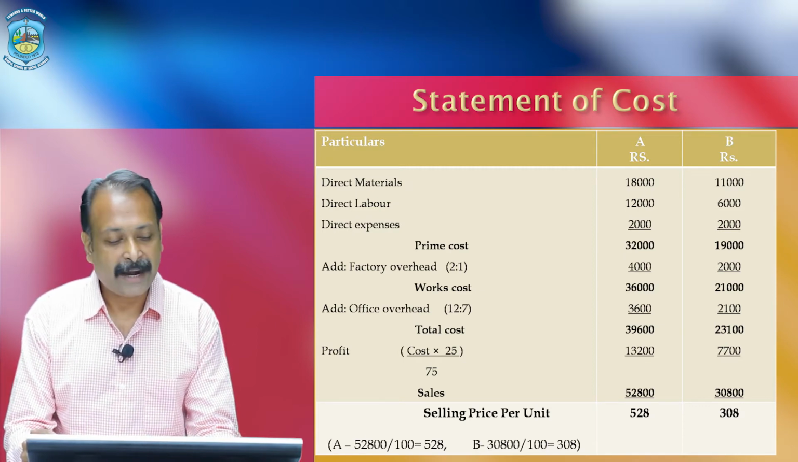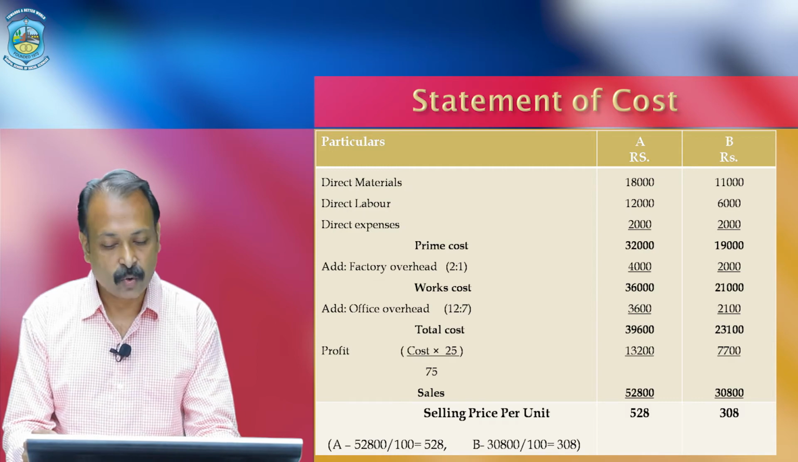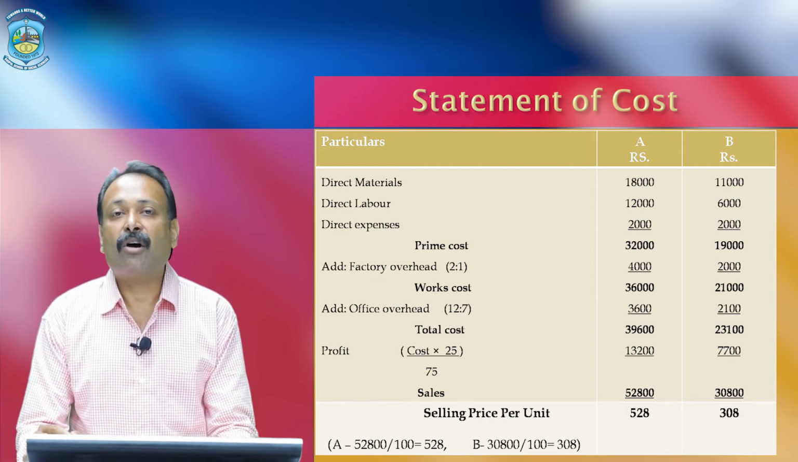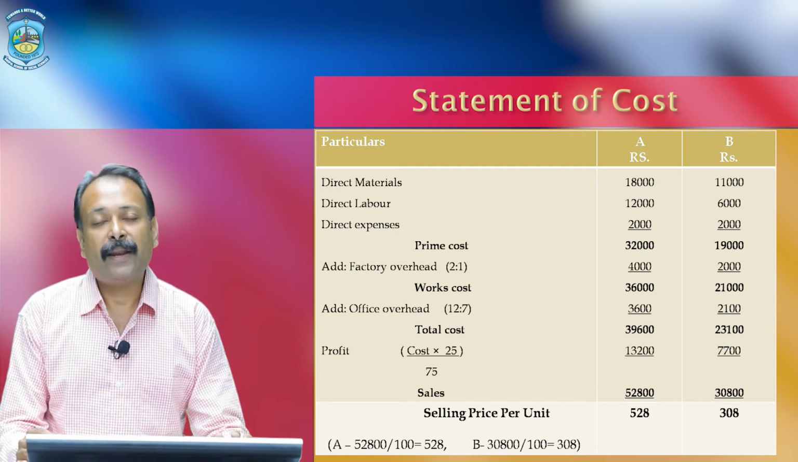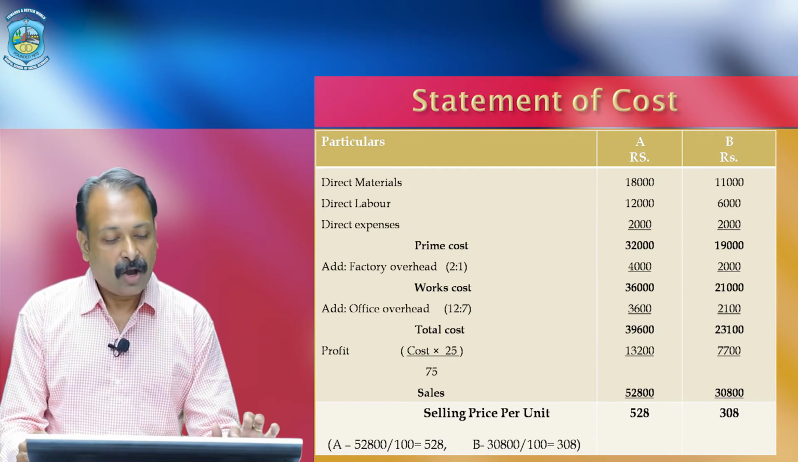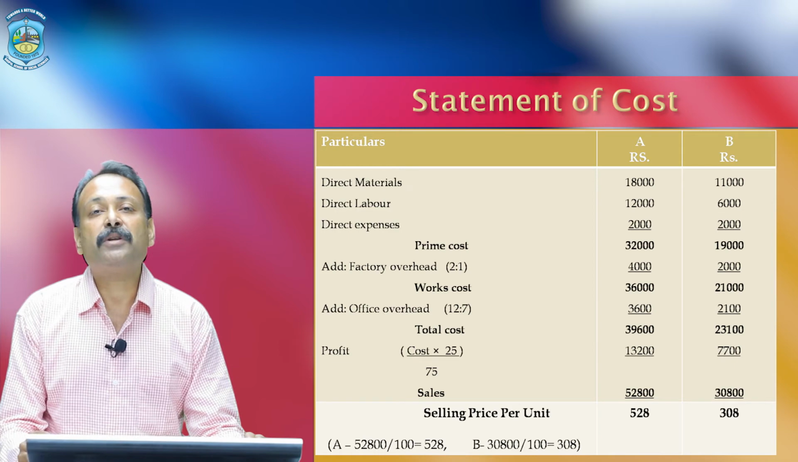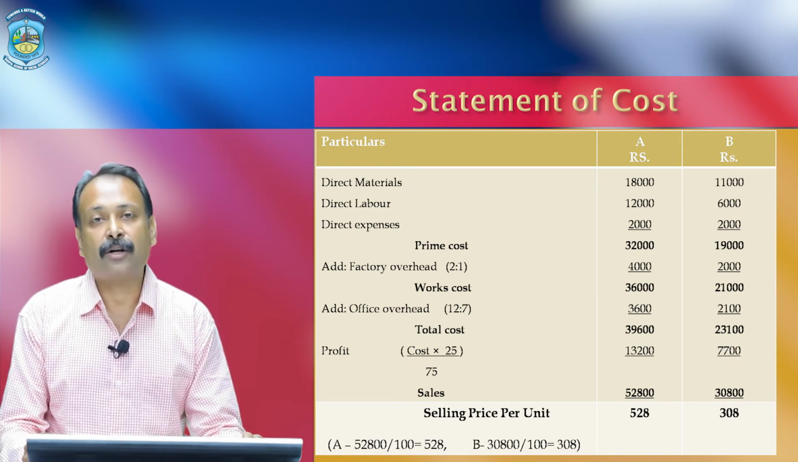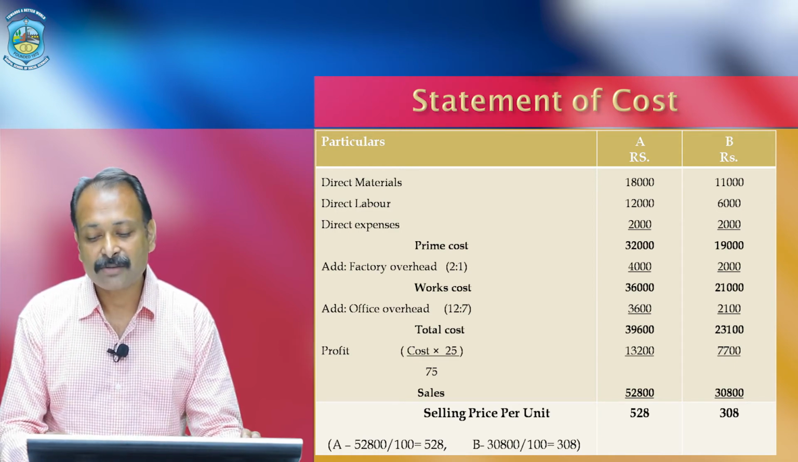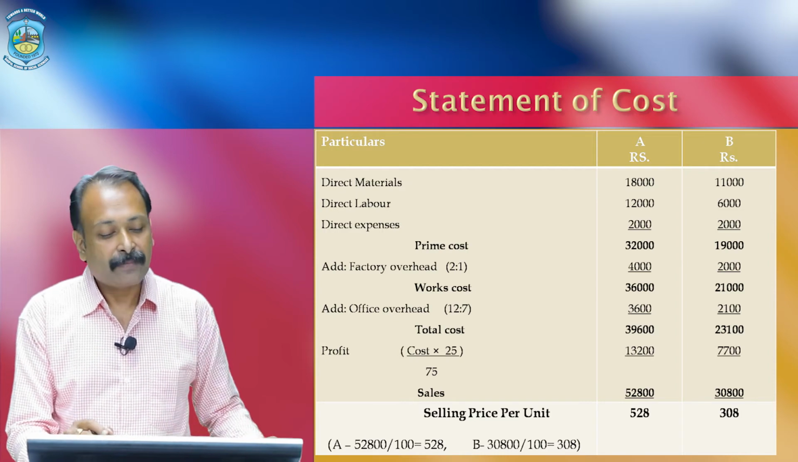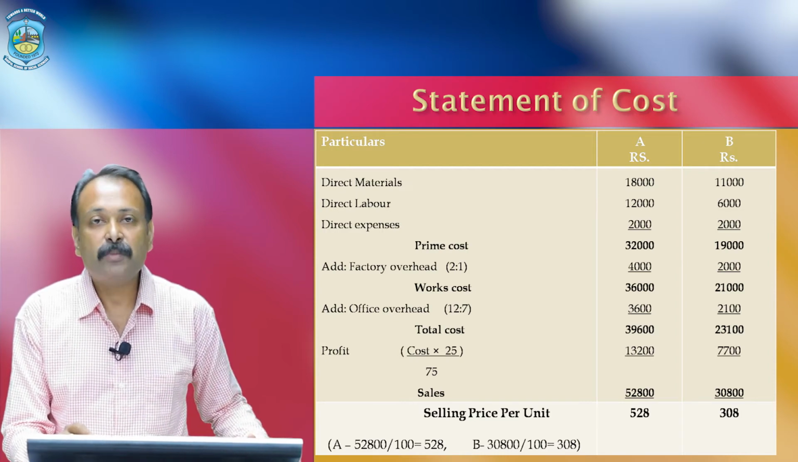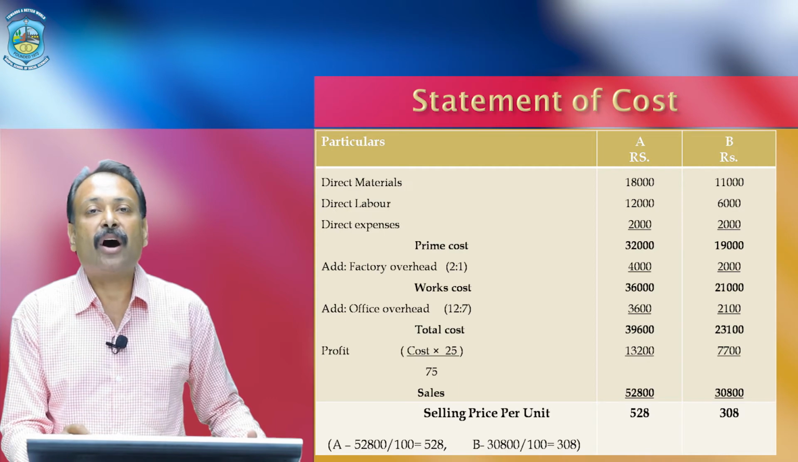Now we have to add office expenses or office overhead. Again, the office expenses or office overhead is in common. So when nothing is given in the question, office expenses are going to be distributed in the ratio of work cost. So the ratio is 36,000 is to 21,000, or 36 is to 21, or we can shorten it as 12 is to 7.